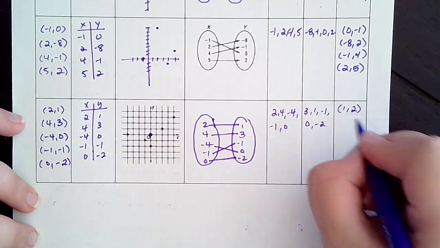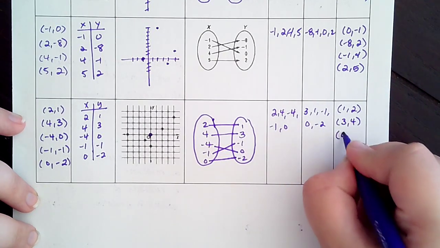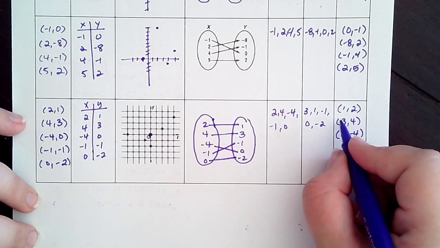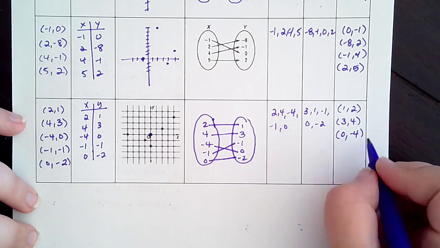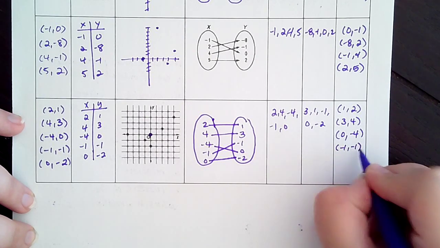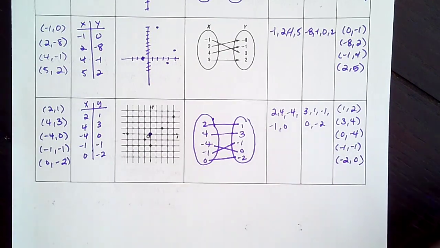And last up, let's reverse those. 3, 4, 0, negative 4. Notice the signs don't change. I'm not suddenly negative 3, negative 4. I'm not flipping the sign from the left to the right. The numbers stay the same. They just switch positions. Negative 1 stays the same. And there it is.